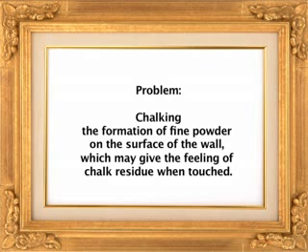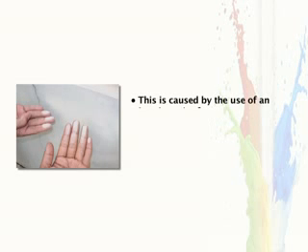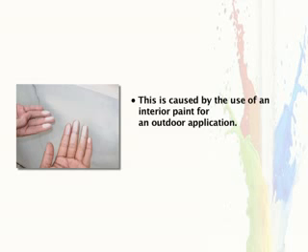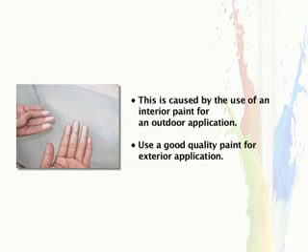Chalking, the formation of fine powder on the surface of the wall, which may give the feeling of chalk residue when touched. This is caused by the use of interior paint for an outdoor application. To prevent this problem, use a good quality paint for exterior application.